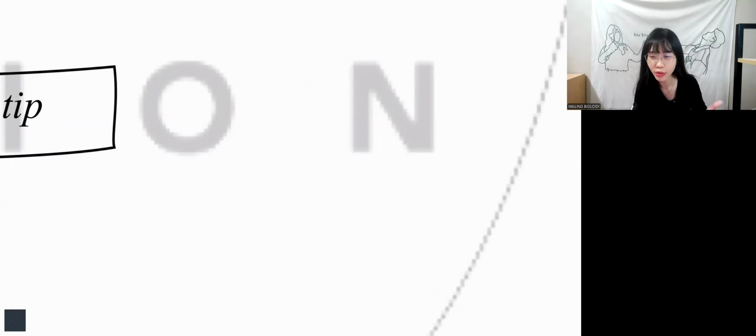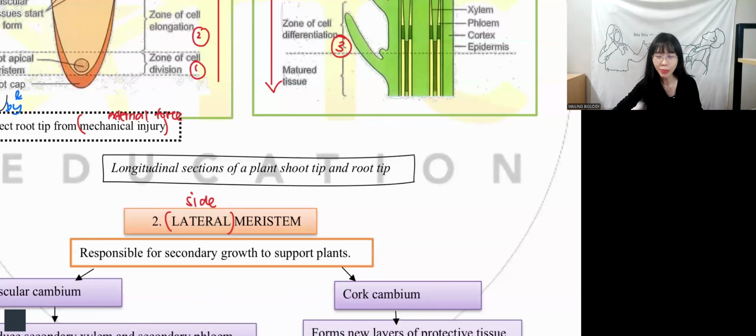Is to protect root tip from very good, mechanical injuries. Okay, next we also have root hair. What is the function of root hair? Root hair is to increase, very good, increase surface area. They are able to absorb more water and mineral. Okay, this is about the apical meristem.